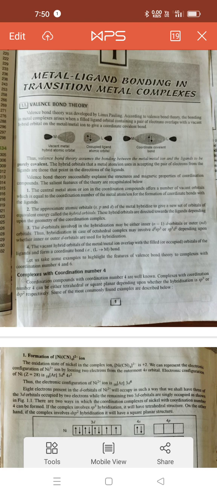Now we will study metal ligand bonding in transition metal complexes. The first theory given was valence bond theory. Valence bond theory was developed by Linus Pauling.